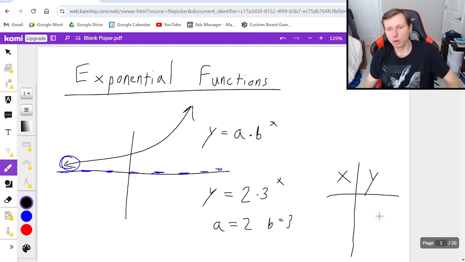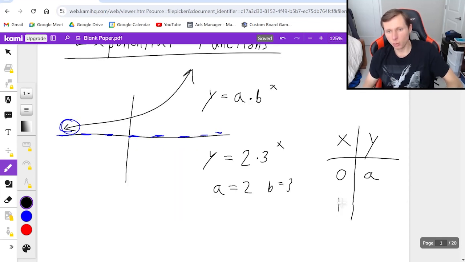there's a few points I will always know about. For instance, I will always know that when x is 0, y is the a value, whatever the a value is. We also know that if x is ever 1, then the y value is a times b. And these 2 points I would absolutely recommend memorizing because it's the same thing every time.